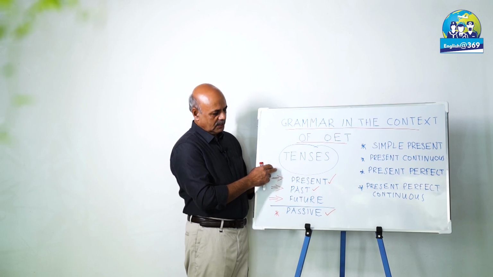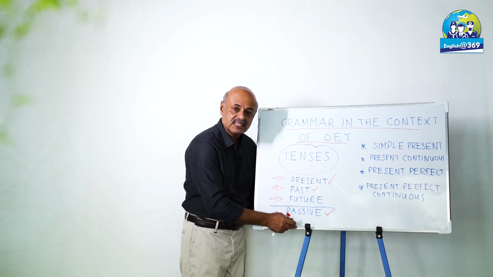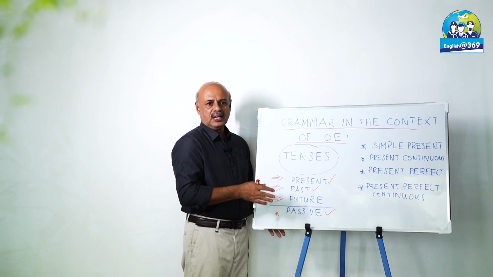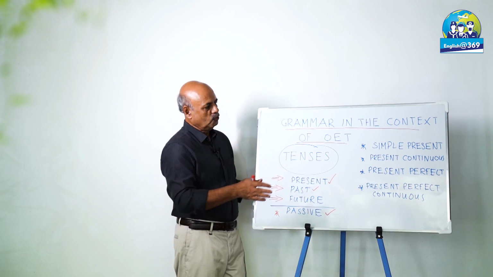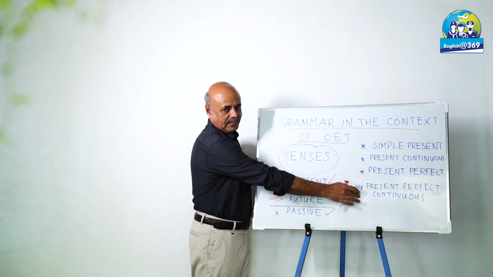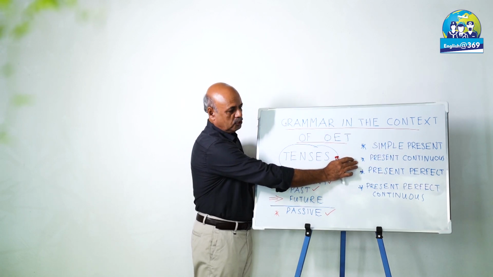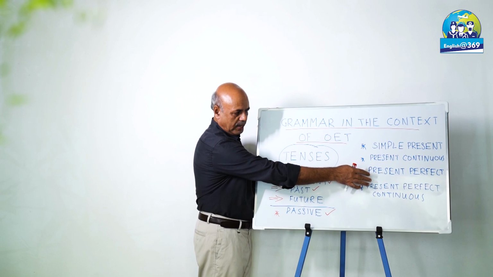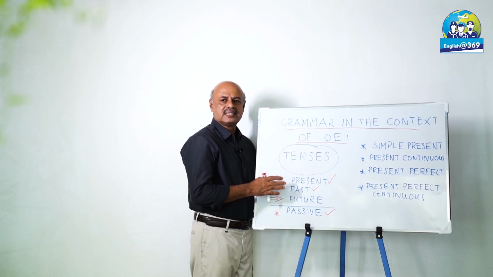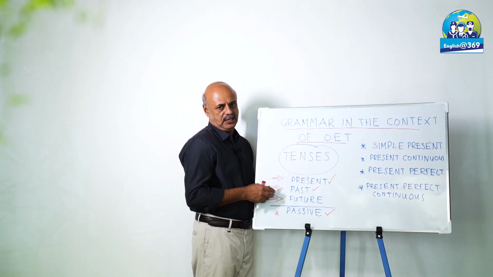As we said, we have the present tense, we have the past tense, we have the future tense, and then we use the passive voice of these tenses. And that's what we are going to explain. For the first session, we will focus on the present tense, which comprises four aspects: the simple present, the present continuous, the present perfect, and present perfect continuous. Let's see how these things are applied in OET writing.